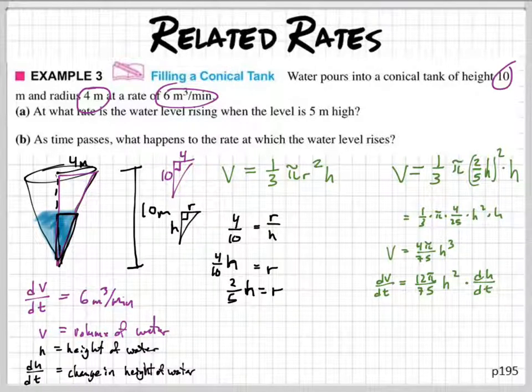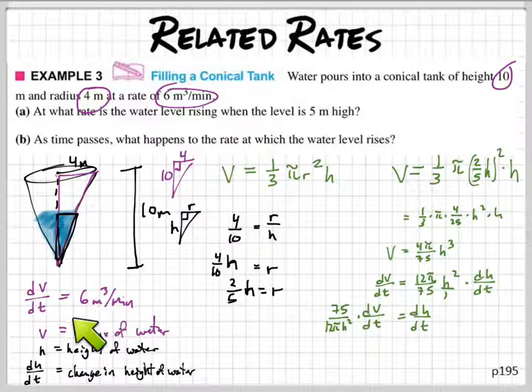Plug in 6. You divide it. And then you divide it. So we do plug in 6. No, you plug in 6 for dv over dt. dv over dt times, now this h squared is technically on top of this guy, right? So I'm going to say it's 75 over 12 pi h squared. Okay, so this is dh over dt.